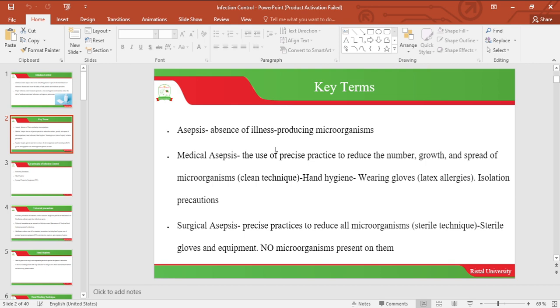Surgical asepsis precisely refers to practices that reduce all microorganisms. In brackets, it's a sterile technique. Sterile gloves are used and the sterile equipment are used. Therefore, no microorganisms should be present on them. Surgical asepsis mostly is used in theatre when they are carrying out operation on a patient. All the linen, all the equipment that is utilized on the client should be sterile, meaning there should be no microorganisms on them.